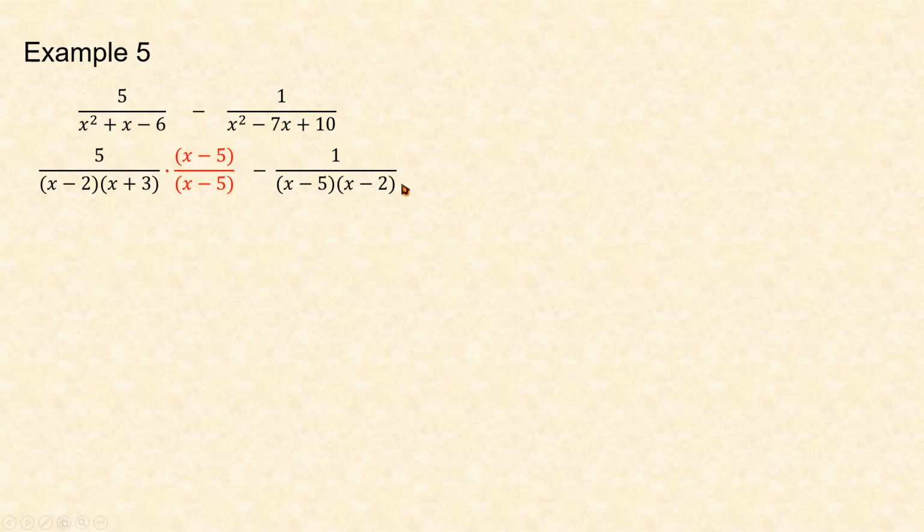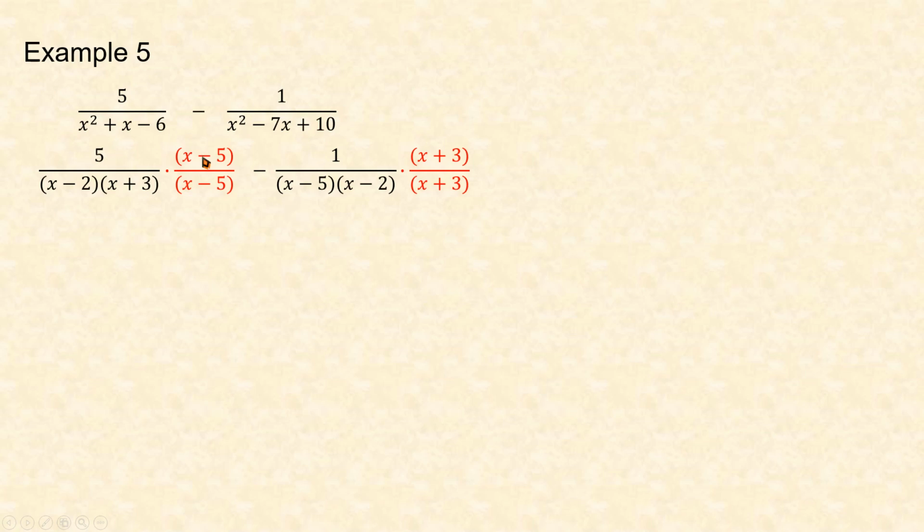The second one looks like it has an x minus 2, but it does not have an x plus 3. Right? So I need to multiply by x plus 3. Now they both have the same 3 factors at the bottom. You see? x minus 2, x minus 2, x plus 3, x plus 3, x minus 5, x minus 5. That's the whole goal. That's the LCD. They have to have all the same factors.